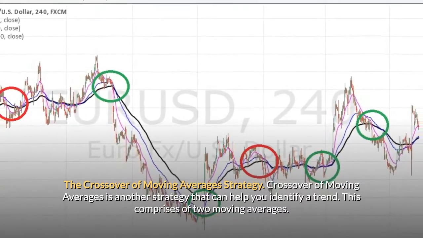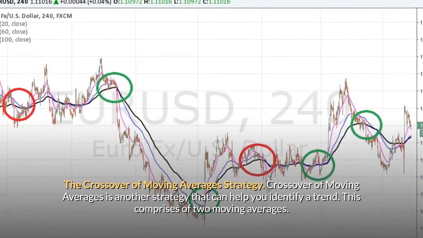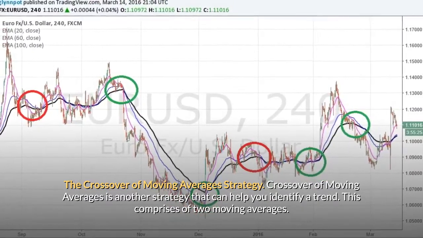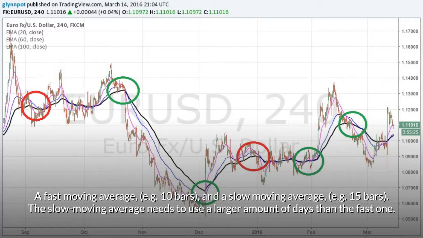Crossover of moving averages is another strategy that can help you identify a trend. This comprises two moving averages. A fast-moving average, e.g. 10 bars, and a slow-moving average, e.g. 15 bars. The slow-moving average needs to use a larger number of days than the fast one.